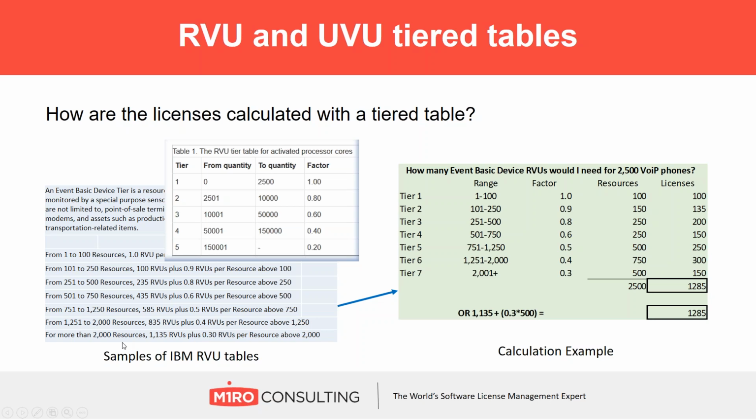And some people might just glance at the table and say, oh yeah, I got more than 2,000 servers or phones, and multiply it by 0.3. So that's a simple mistake, but it could hurt you in the long run if there was an audit.